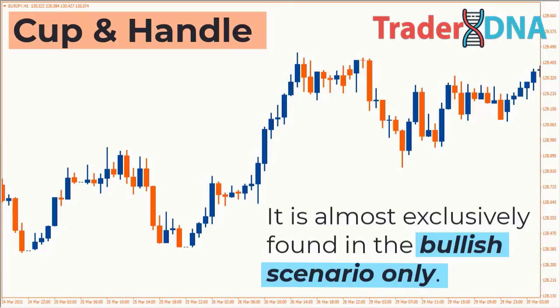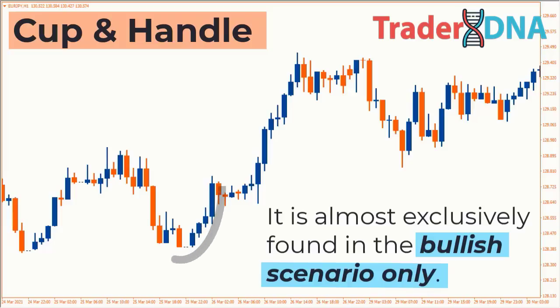Based on the 2 main categories of chart patterns, continuation versus reversal, most people tend to classify the cup and handle pattern under the reversal patterns category. However, I feel that the cup and handle can be both a reversal or continuation pattern.